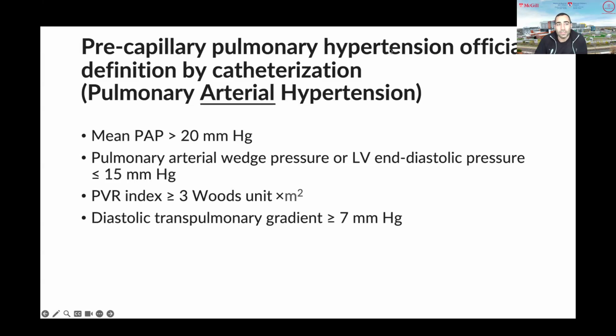So the classical definition of pulmonary arterial hypertension is a mean above 20, a pulmonary arterial wedge pressure, or LV end-diastolic pressure, less than 15, a high PVR, so this is arterial disease, and a transpulmonary gradient of more than 7, which means the diastolic pressure gradient across the lungs is more than 7, because the diastolic pressure is very low in the venous bed compared to the arterial bed. Okay, so that's arterial. Now, can someone explain to me what a pulmonary arterial wedge pressure is and what an LV end-diastolic pressure is?